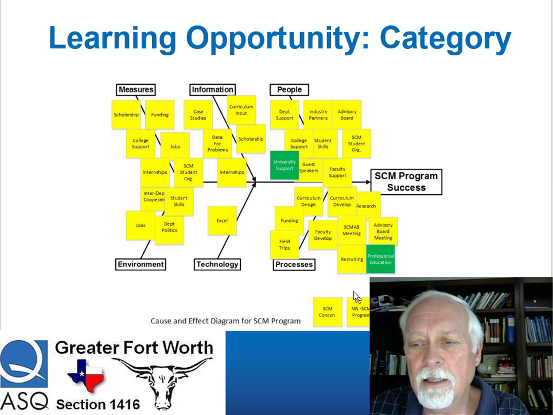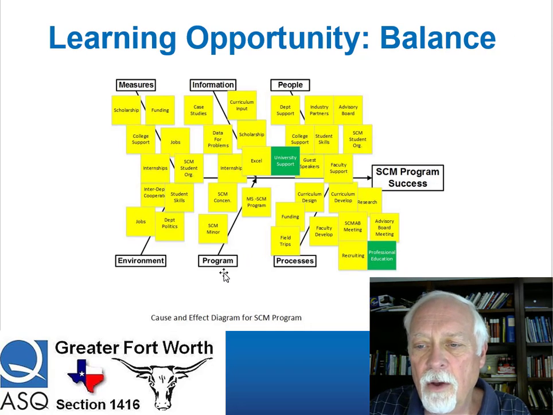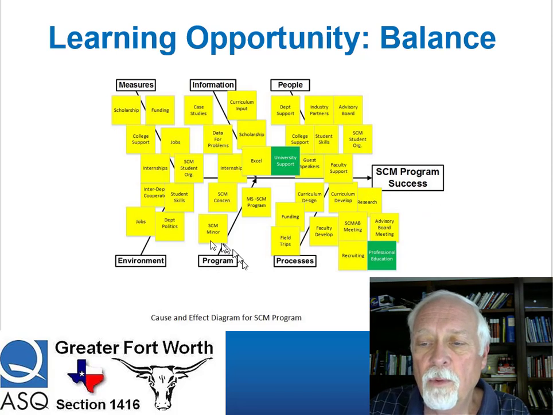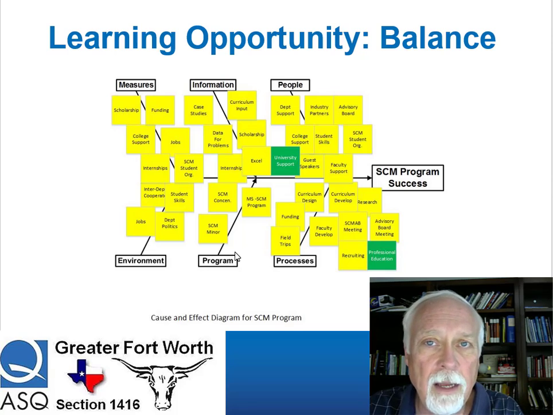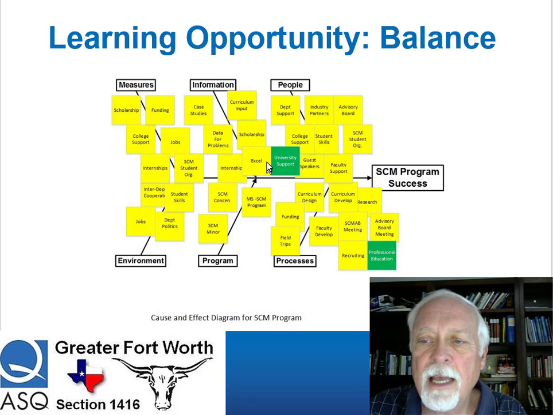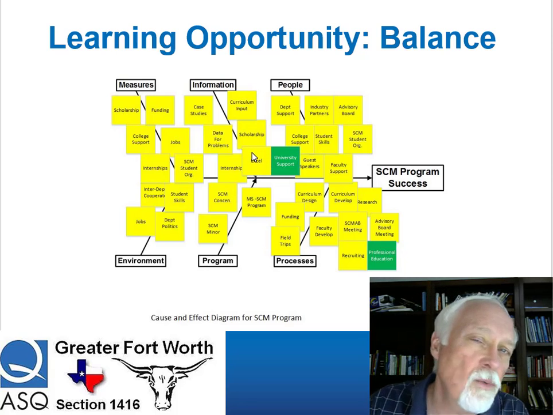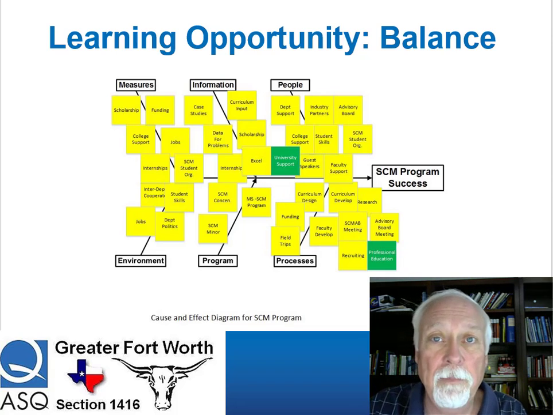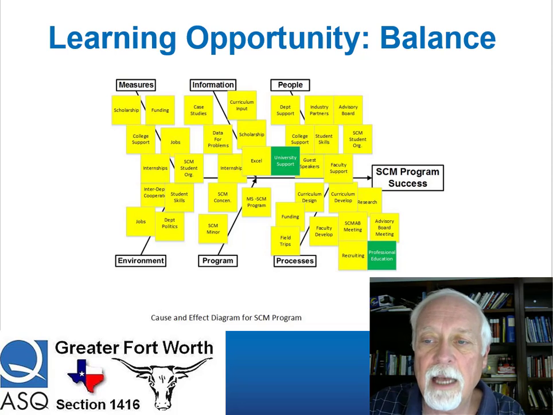So we thought about this a little bit and said, well, let's try a different clustering. Since we are creating a supply chain management program, we looked at the different programs that we have. I moved the Excel up there to information because it's a way of manipulating information. I said, okay, this is better. Let's see if we can flesh this out even further.